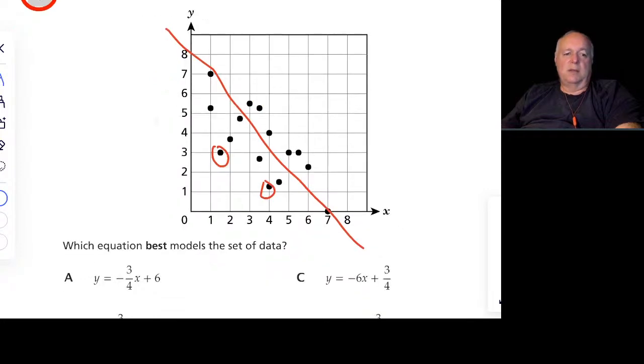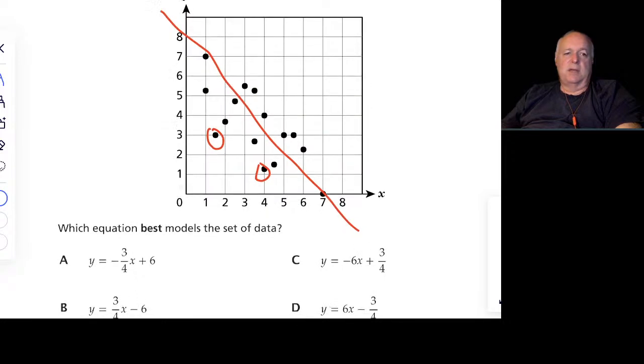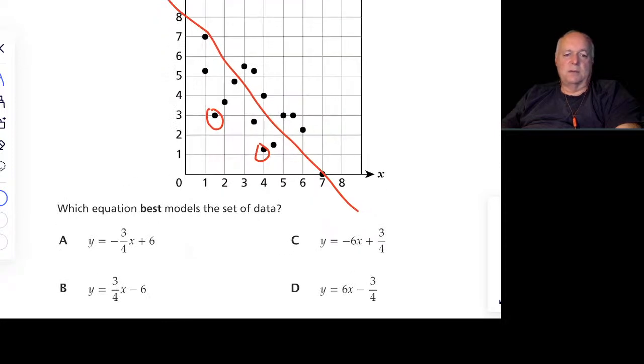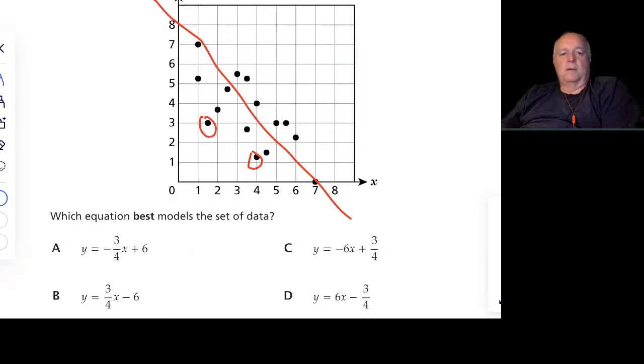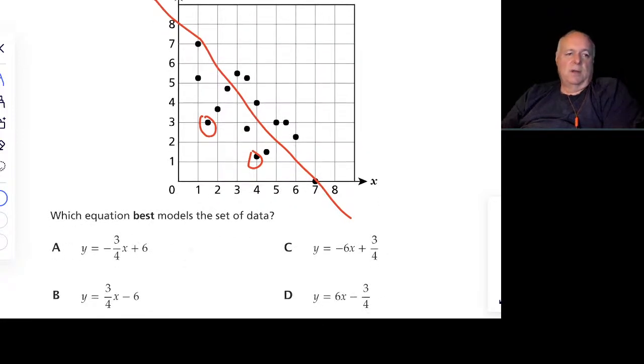Which equation best models the set of data? Okay, so there's a couple ways to approach this. Let me try to get those all on the screen at once. Okay, so similar to before, we have y equals mx plus b. That's our equation of a line. And I did this maybe 2 sessions ago. But we can also write this as b plus mx.